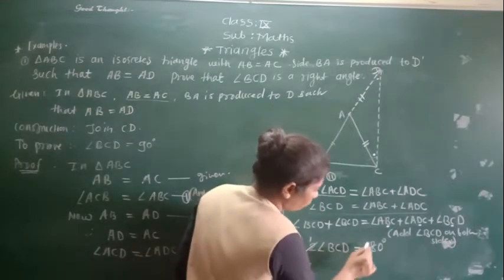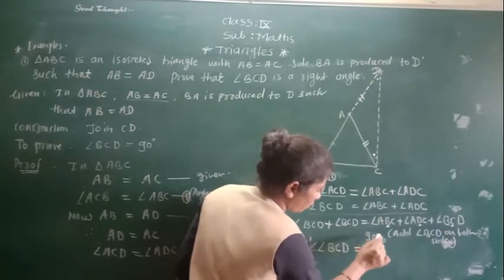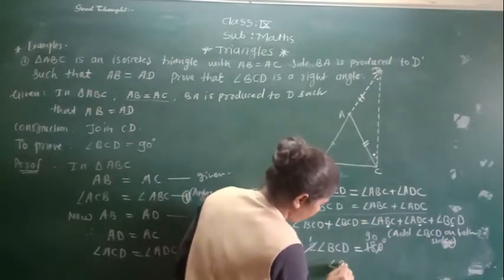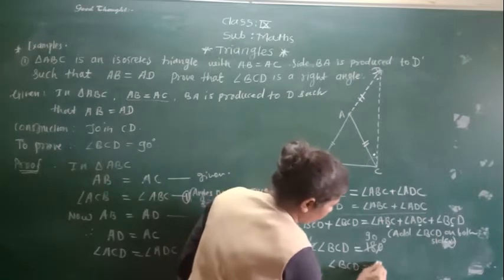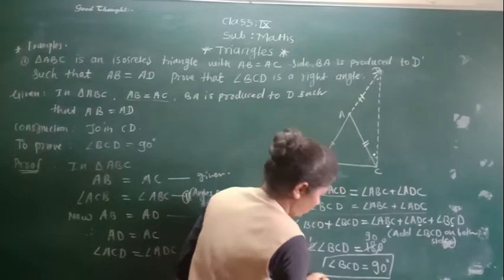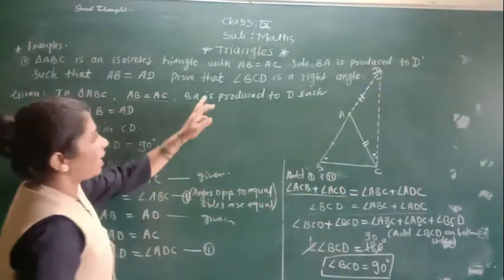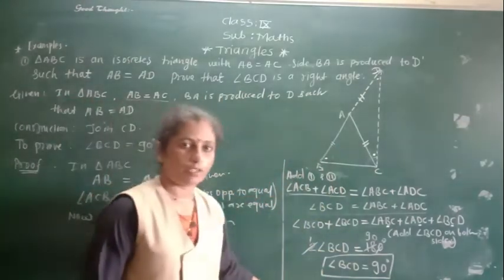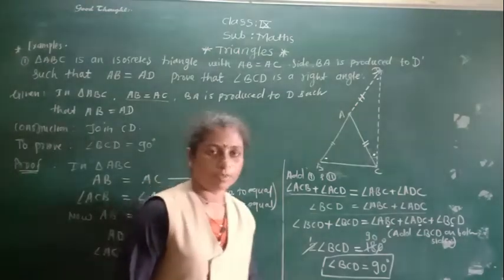2 1s are 2, 2 9s are 18 and 2 0s are 0. So you got angle BCD equals 90 degrees, and this only we have to prove. Understood everyone? So here angle BCD is a right angle. Okay, now we will see the next example.